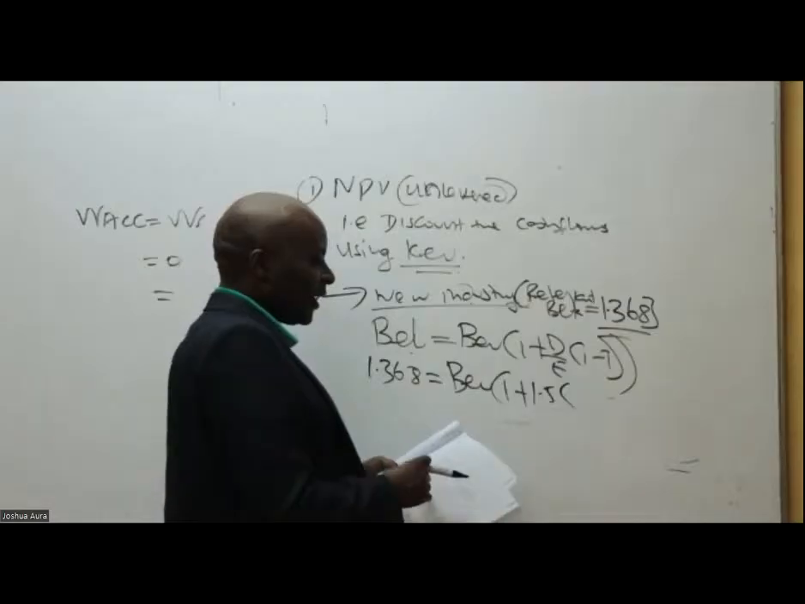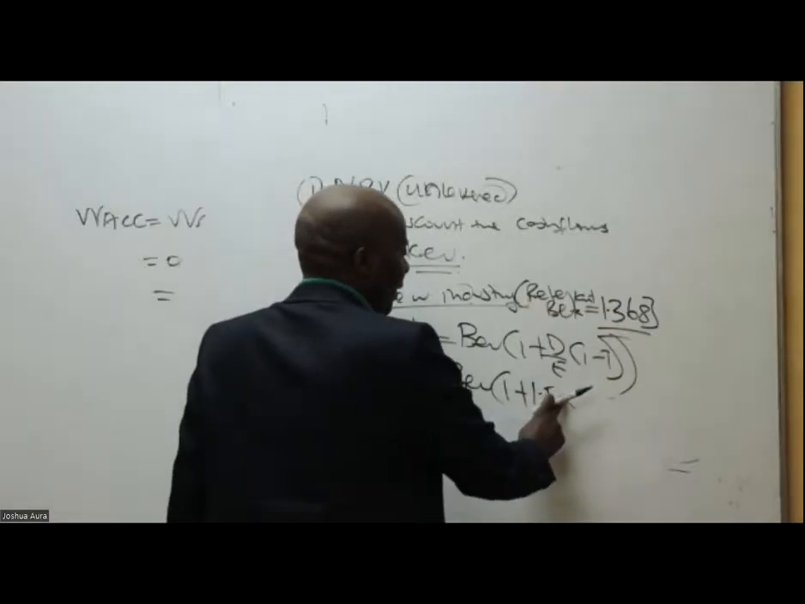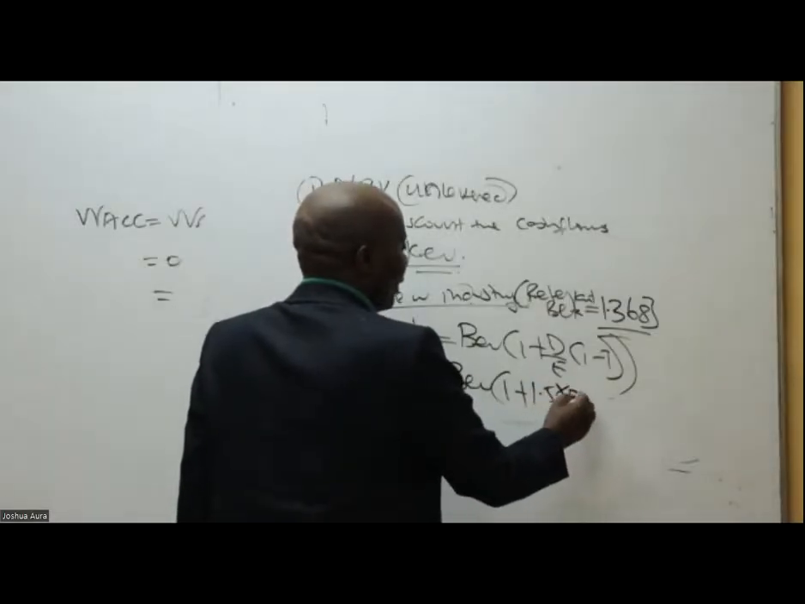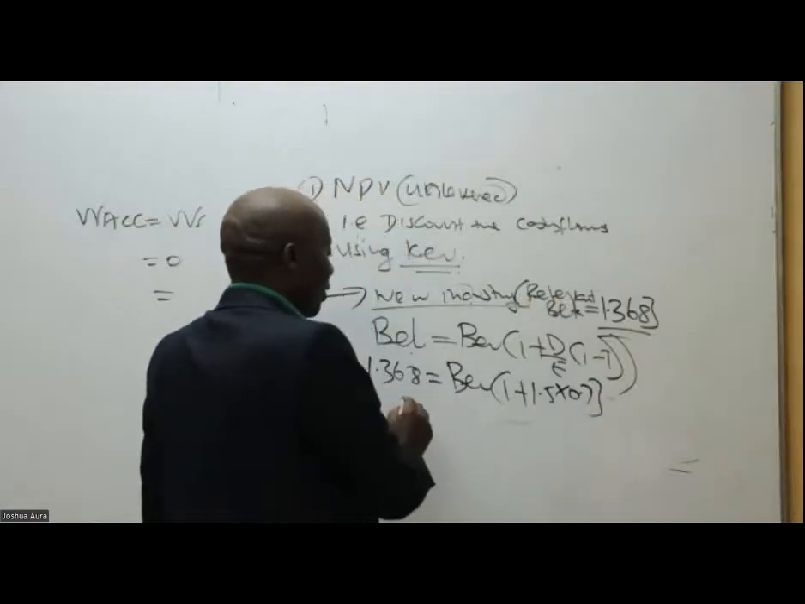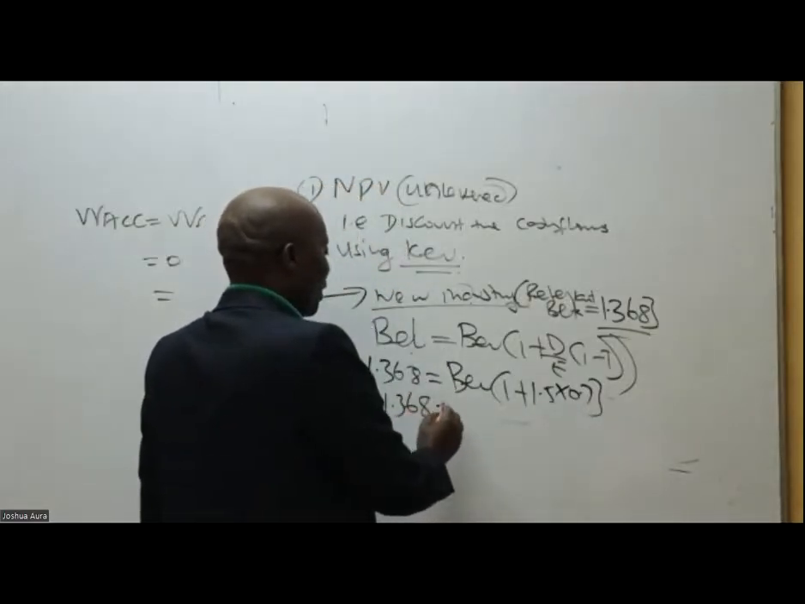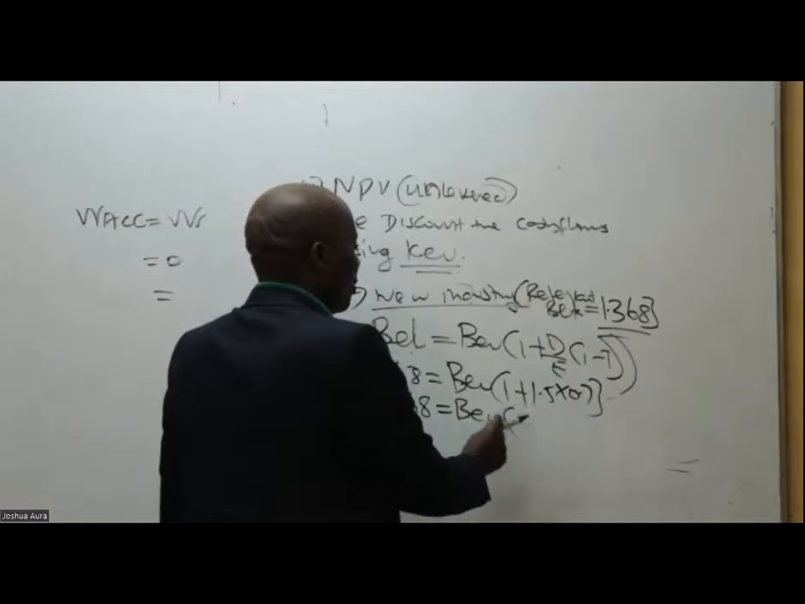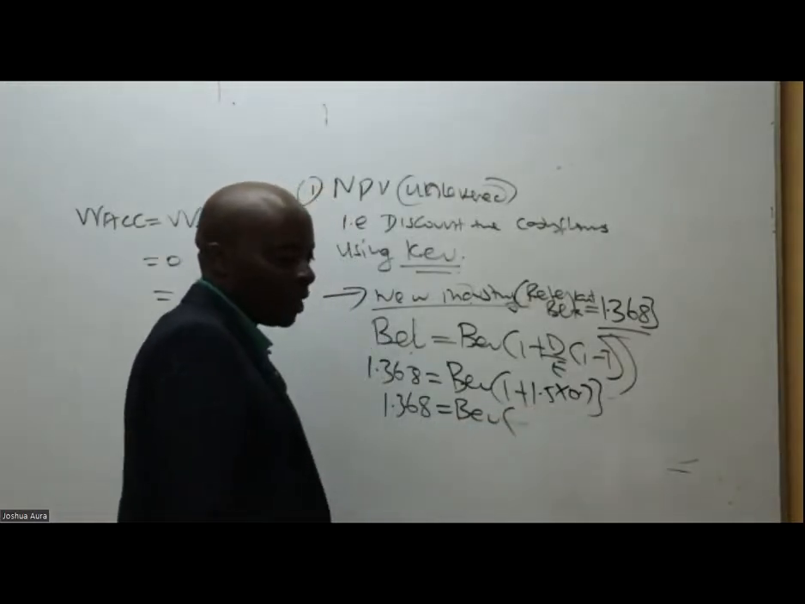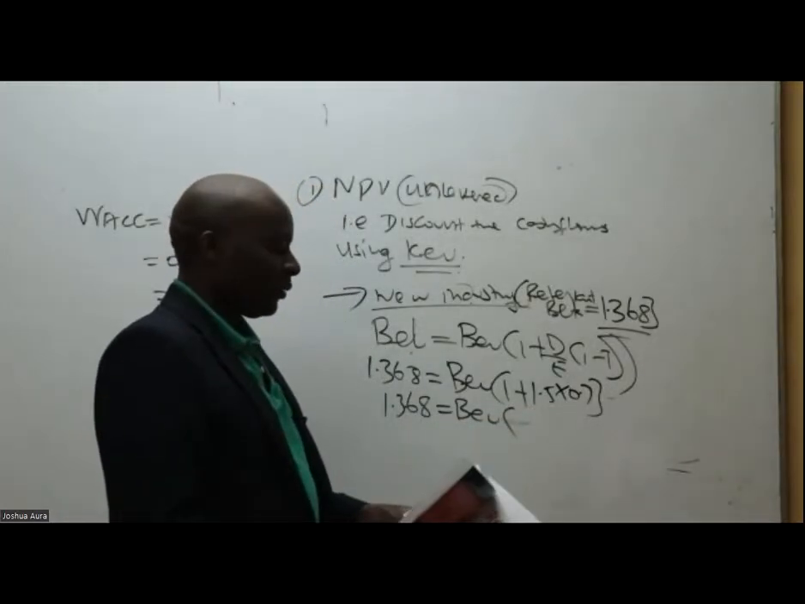The corporation tax rate is 30%. So if it's 30%, then this should be 0.7. So then 1.368 equals beta times this and this. It gives me what figure?